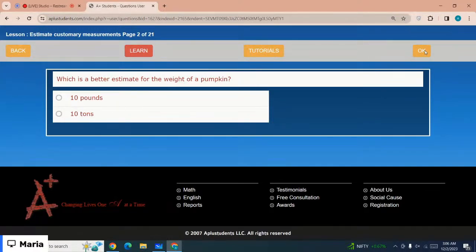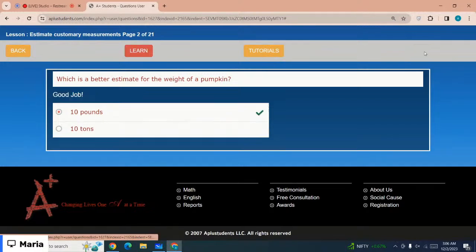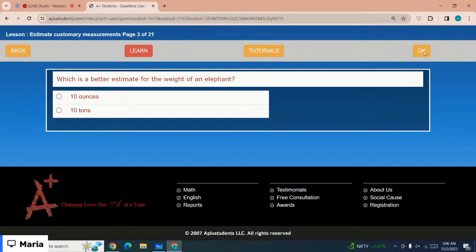Okay, which is a better estimate for the weight of a pumpkin? You are given two options, 10 pounds and 10 tons. Which is the correct option? What do you think? The correct option is 10 pounds, right? Because 10 tons is a bigger unit. 10 tons is too much.